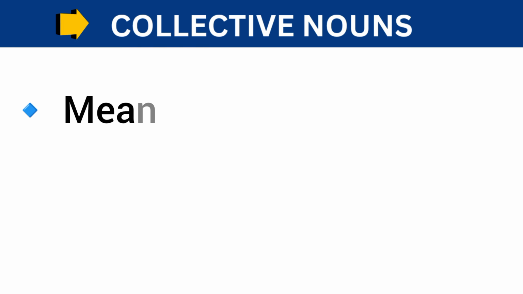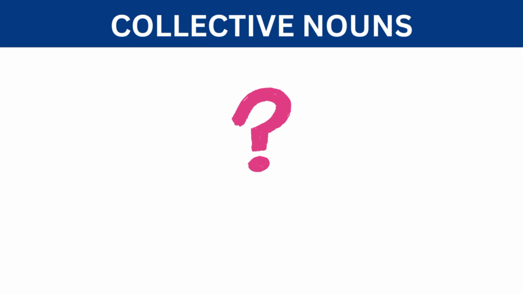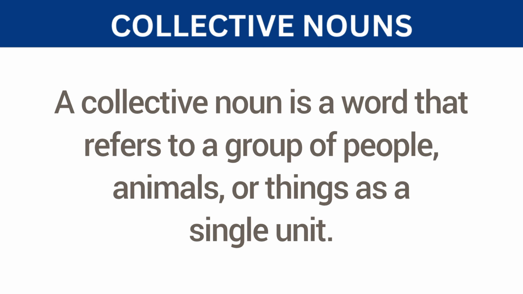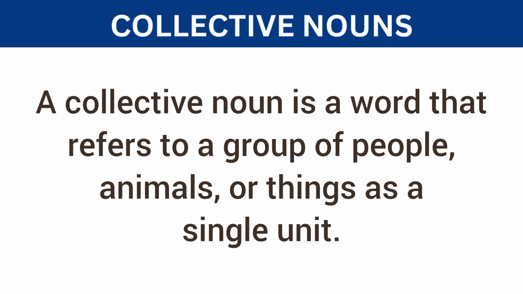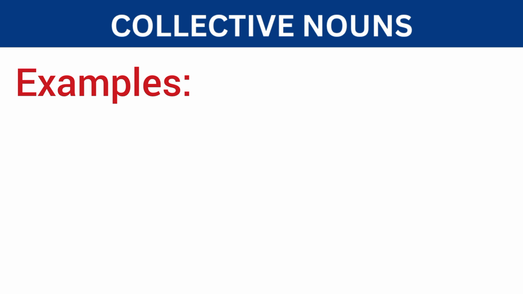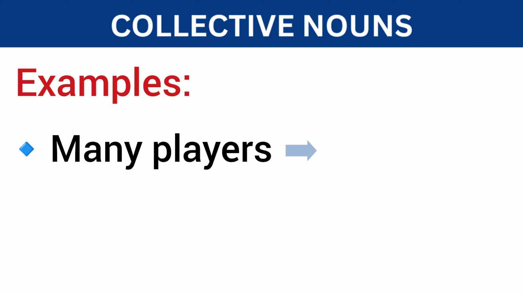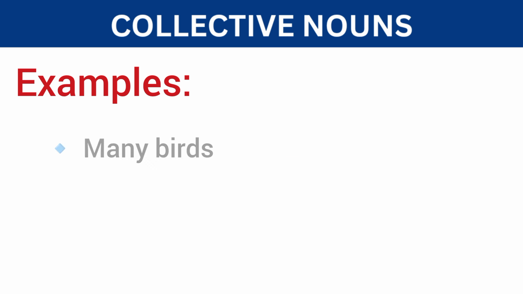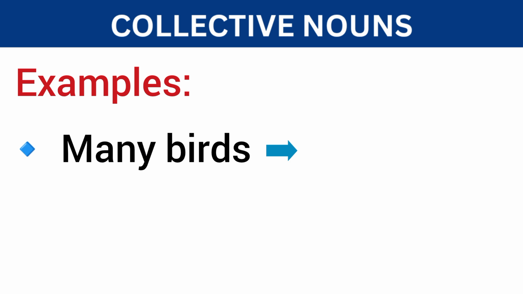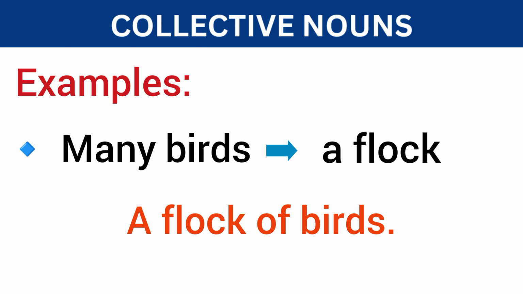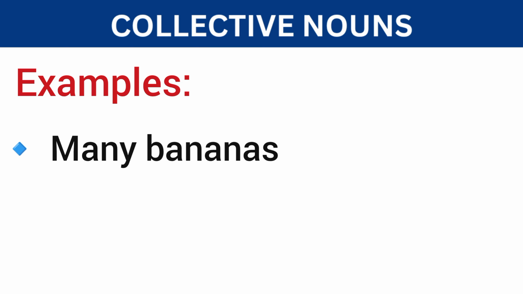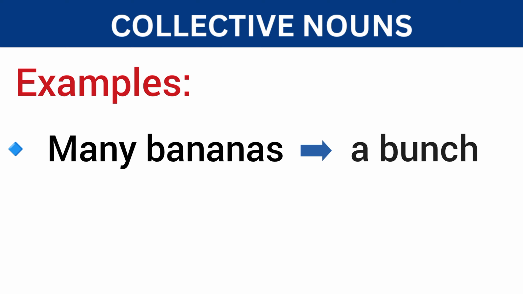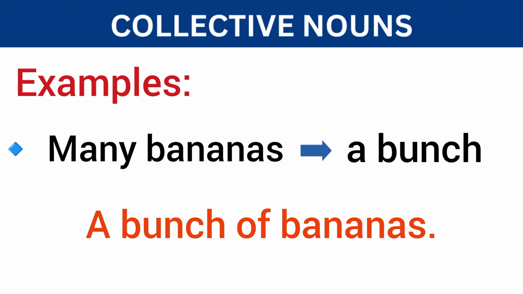Today we will teach on collective nouns. What are collective nouns? A collective noun is a word that refers to a group of people, animals, or things as a single unit. For example, instead of saying many players, we say a team of players. Instead of saying many birds, we say a flock of birds. Instead of saying many bananas, we say a bunch of bananas.